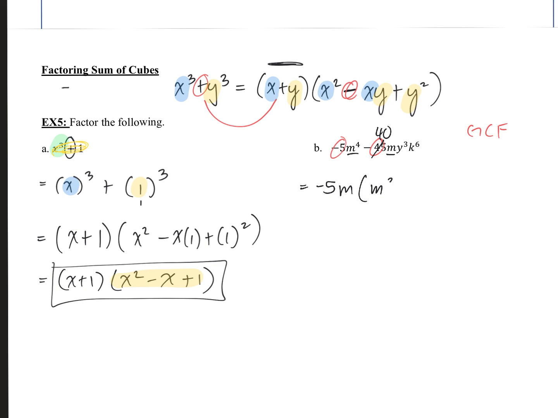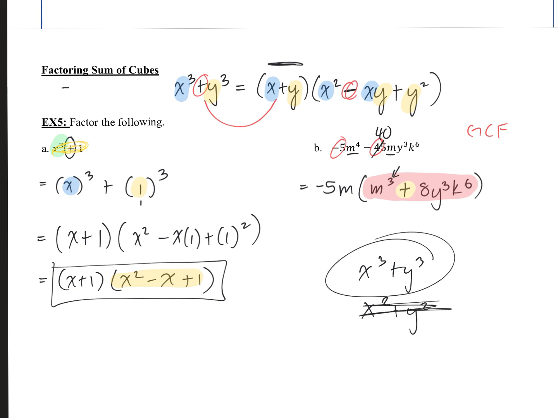So we're left with m cubed. Ooh, careful, we factored out a negative, so it's going to be a plus. And then 5 and 40, that's 8y cubed k to the 6. Okay, so we took out our greatest common factor, and we're left with this binomial. So either we're done, and this is prime, and we don't need to keep factoring, or we can factor this binomial. Now it has a plus sign, so once again there are two options: sum of cubes or sum of squares. It's not the sum of squares because we have that cube going on right there, so the option is it could be a sum of cubes.